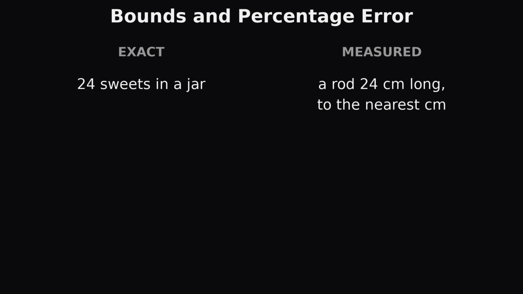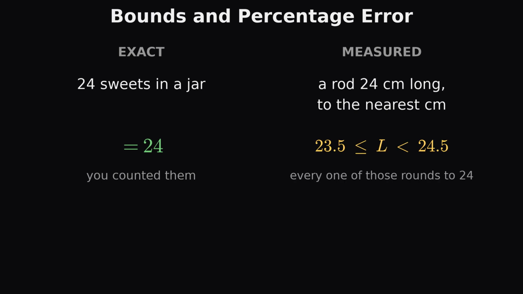In this video, we're doing bounds and percentage error, and the whole topic starts from one idea. A rounded number isn't a number, it's a range. Look at these two. 24 sweets means 24 sweets. You counted them. But a rod measured as 24 centimeters to the nearest centimeter could actually be anything from 23.5 up to 24.5. Every one of those rounds to 24.